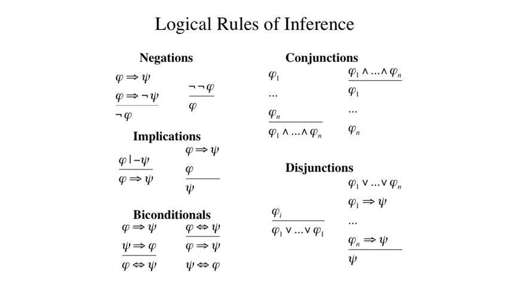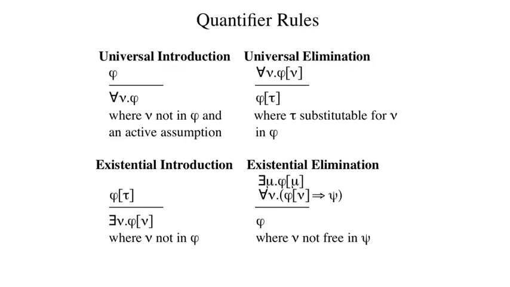In the Fitch system for first-order logic, we include all 10 of the rules of inference for propositional logic and the 10 logical rules for Herbrand logic. We have negation introduction and negation elimination, implication introduction and implication elimination, biconditional introduction and biconditional elimination, and we have introduction and elimination rules for conjunctions and disjunctions. We also include the 4 rules of inference for quantifiers from Herbrand logic. We have universal introduction and universal elimination, and we have existential introduction and existential elimination.